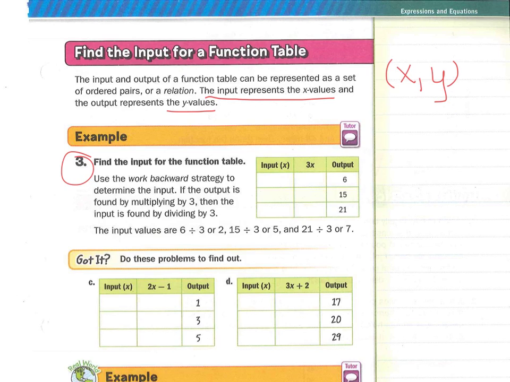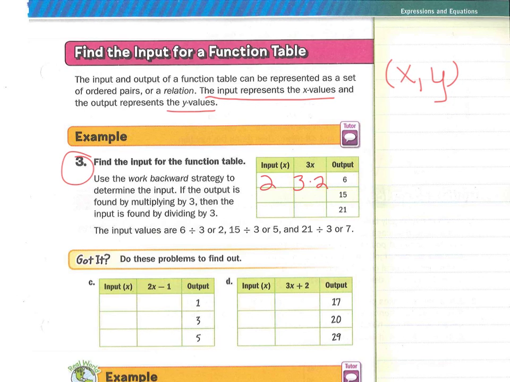So let's take a look at this example. Find the input for the function table. The output is 6, 15, and 21. The rule is 3x, meaning 3 times something equals 6. You can use the work backward strategy to determine the input. If the output is found by multiplying by 3, then the input is found by dividing by 3, because dividing is the opposite of multiplication. So 3 times what is 6? Well, you should know that 3 times 2 is 6, so our input value is 2.